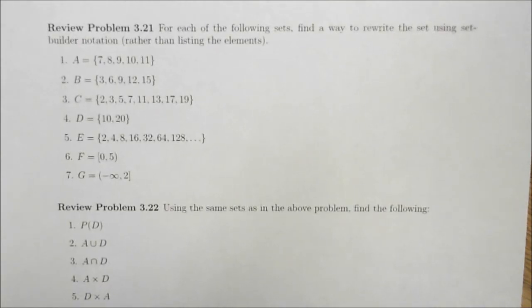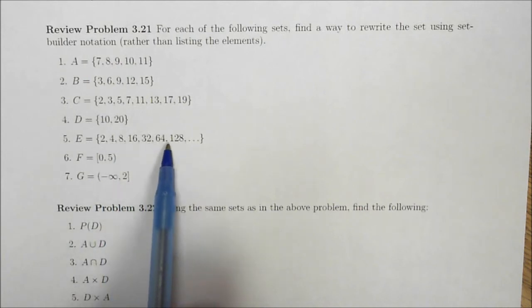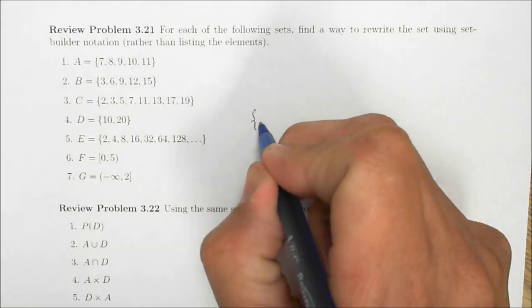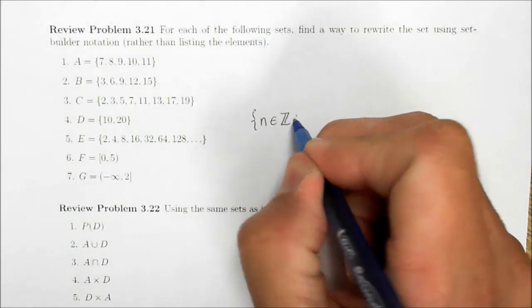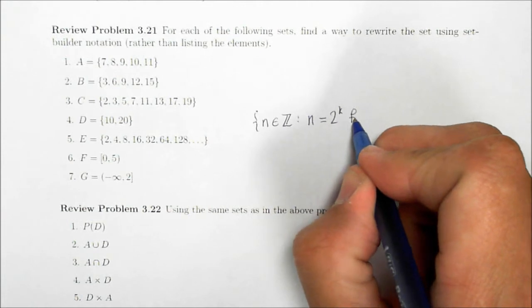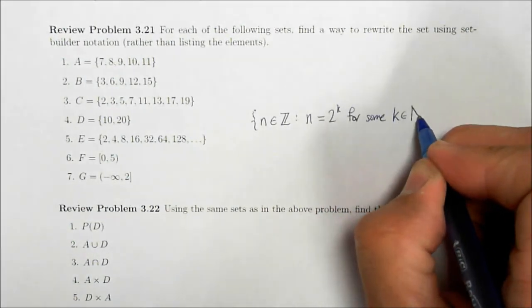All right, let me add a few extra questions that were not in the original statement, but are in the video that you have now. Let's describe the set E, 2, 4, 8, 16, 32, 64, 128, and so on. There's a couple ways that this can be done. One way would be to say that this is the set of all n that are integers, such that n is equal to 2 to the k for some positive integer k.